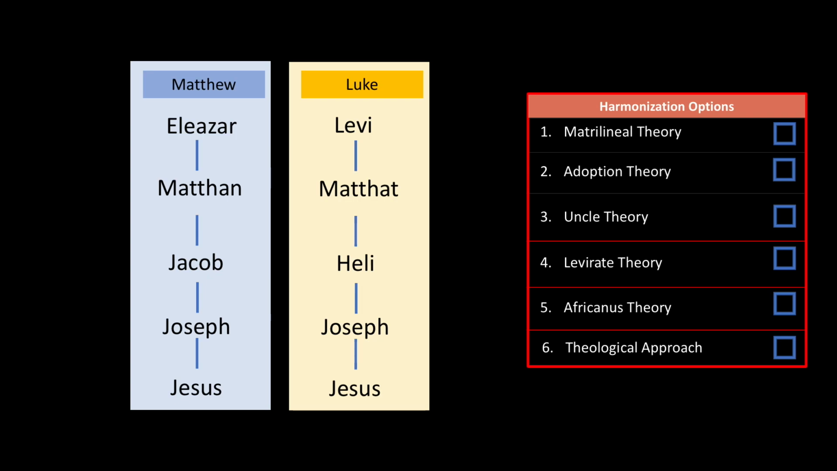So in conclusion, we can confidently say that both genealogies are giving us Jesus' ancestry through Joseph, not Mary. Thus, the matrilineal theory fails at harmonizing the two genealogies.